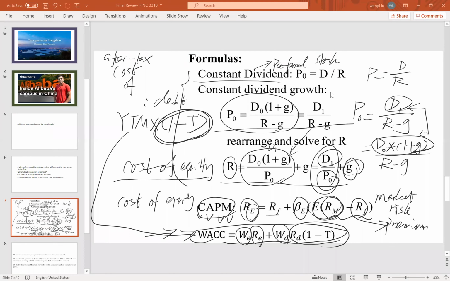And I see one student asked me, what is a common formula? Can you define this common formula in the chat, please? Because I'm not sure what you're asking about. What do you mean by common formula? Do you mean common stock or something else? I don't know. So please define what the common formula is in the chat.